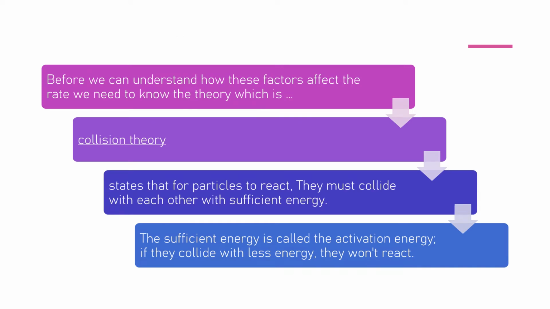Before we can understand how these factors affect the rate of reaction, we need to know the theory, which is collision theory. Collision theory states that for particles to react, they must collide with each other with sufficient energy. This sufficient energy is called activation energy. If they collide with less energy, they won't react.